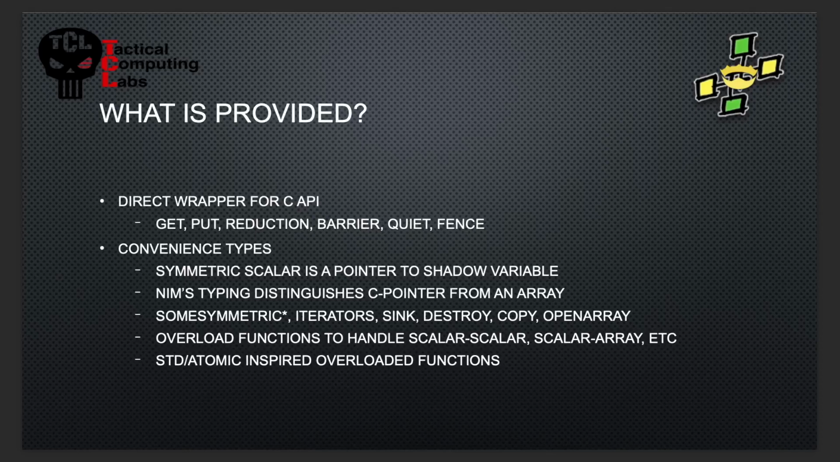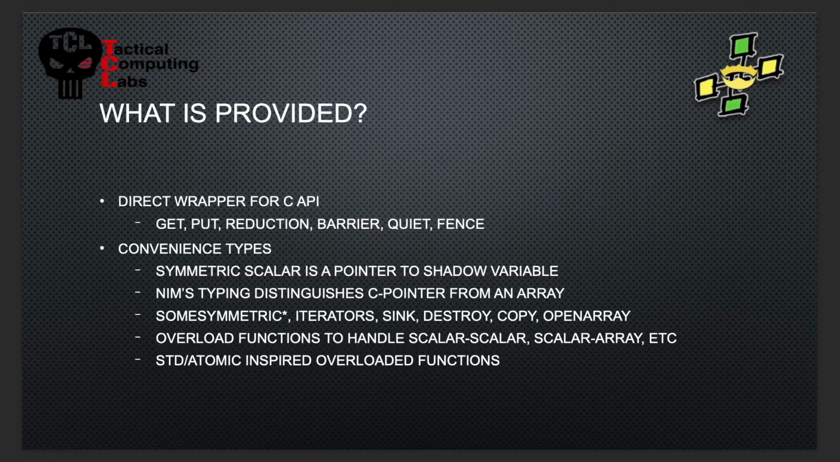Convenience types are provided. I mentioned earlier that we have symmetric scalar support. What a symmetric scalar and a symmetric array are really at the end of the day is a type wrapper over a pointer to that shadow variable that's inserted in the data segment of your code when it's compiled down to C. Nim's typing was really convenient for distinguishing between C pointers and arrays. That was one of the things I really appreciated about Nim and what it adds to the conversation in HPC.